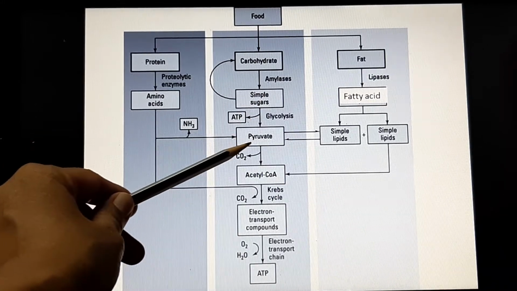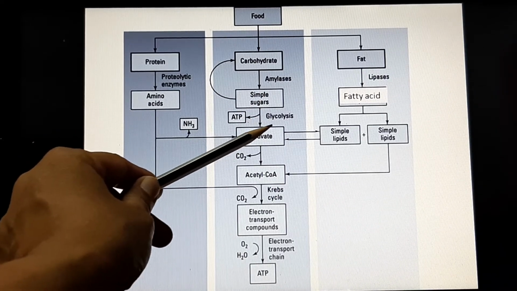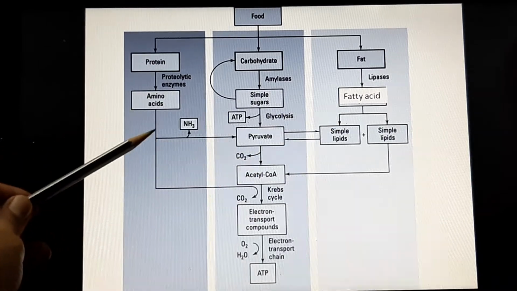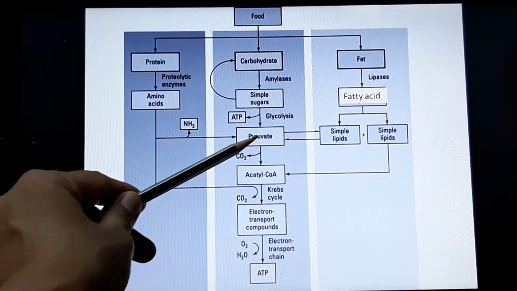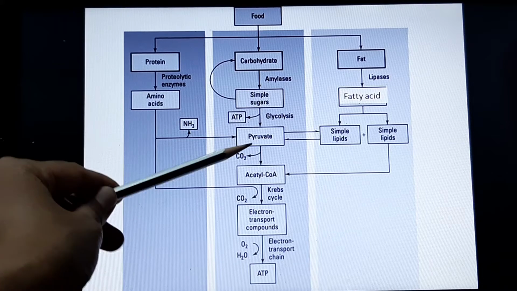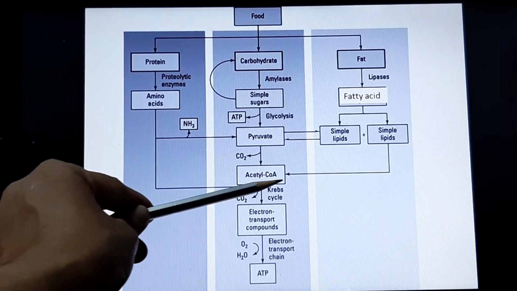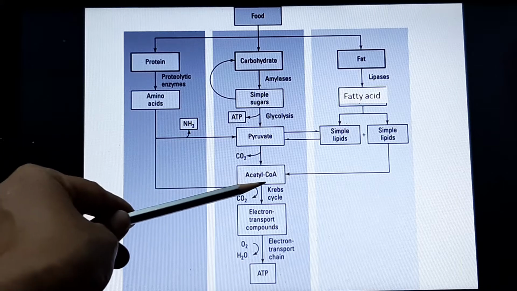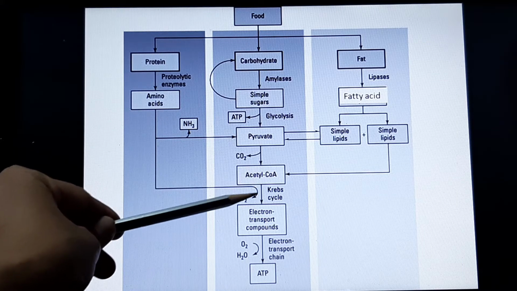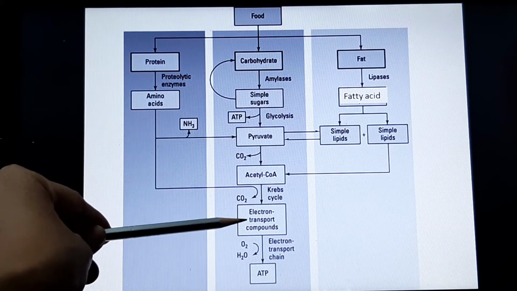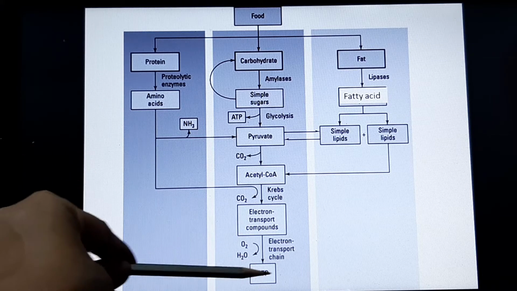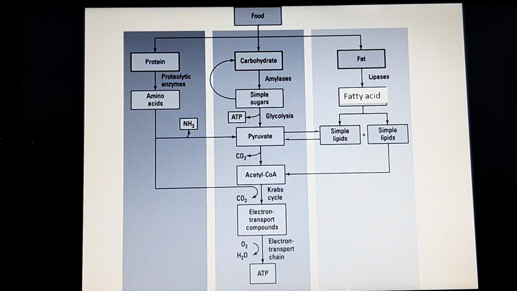Simple sugars are broken down into pyruvate by the process of glycolysis. Fatty acids and amino acids also get converted finally into pyruvate. Pyruvate then gets converted into acetyl coenzyme A in the step of conversion. And then we know that it's finally broken down into carbon dioxide and water vapor. And then we can calculate the number of ATP in the end.